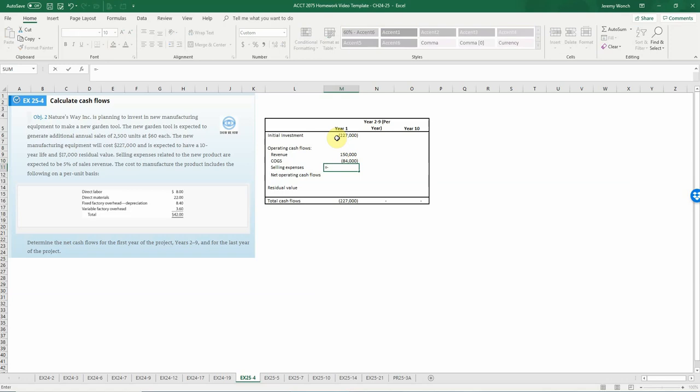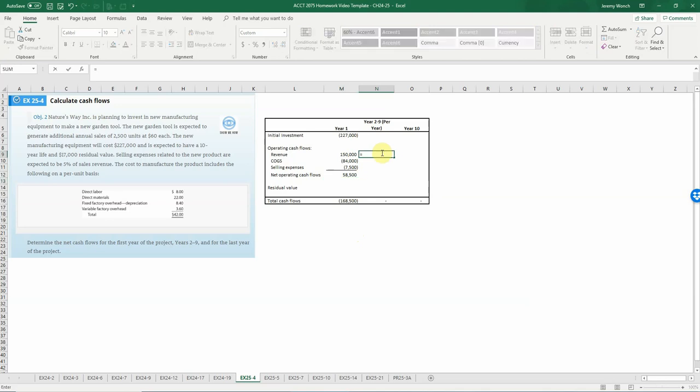And then it tells us that our selling expenses are going to be 5% of sales. That's going to be $7,500. So we're going to have net operating cash flows of $58,500. Then when we factor in the initial investment in year 1, we're going to be $168,500 in the red.